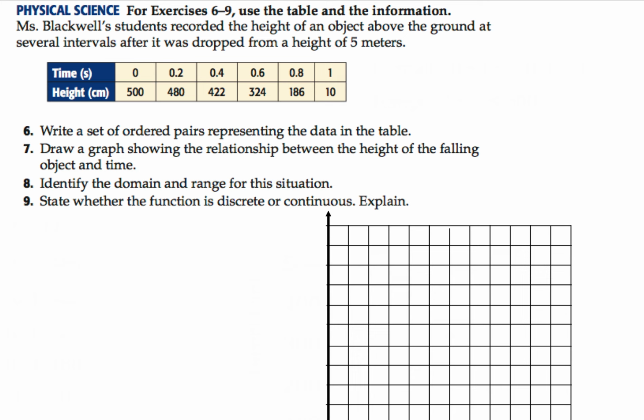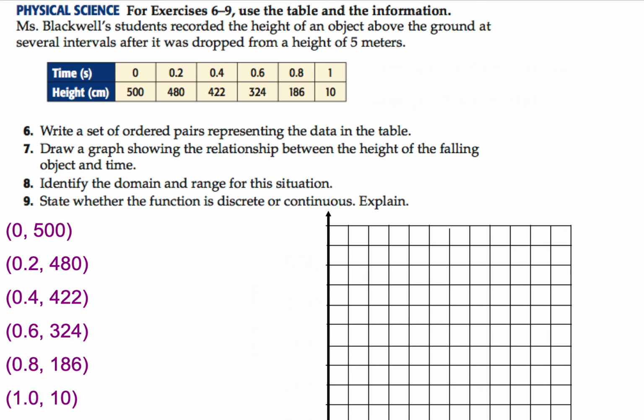Mrs. Blackwell's students recorded the height of an object above the ground at several intervals after it was dropped from a height of 5 meters. Write a set of ordered pairs representing the data in the table. Well, the set of ordered pairs, not too hard to do there. 0 seconds is at 500 centimeters, 0.2 seconds is at 480, etc.